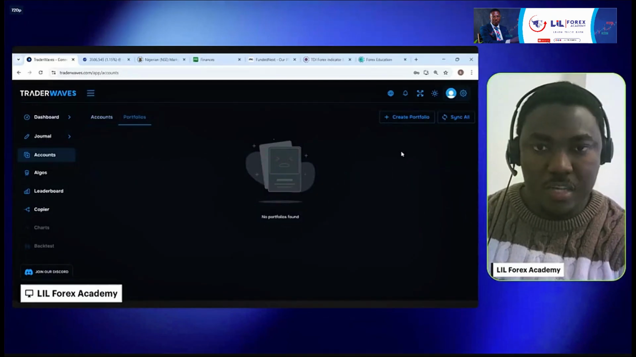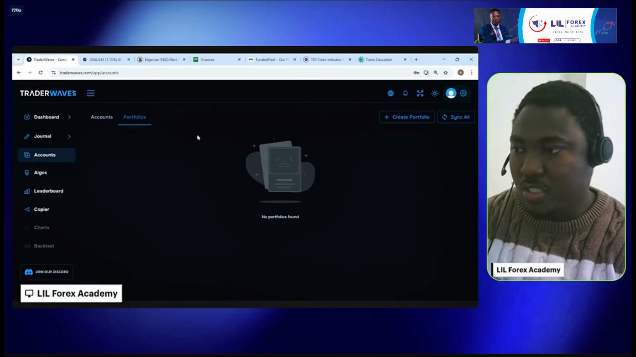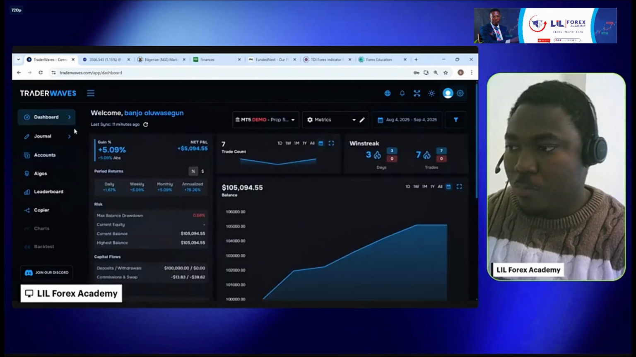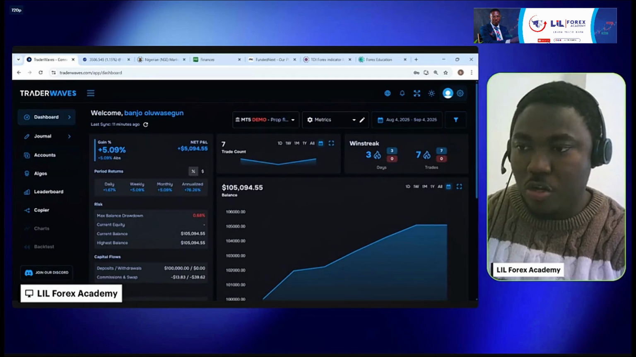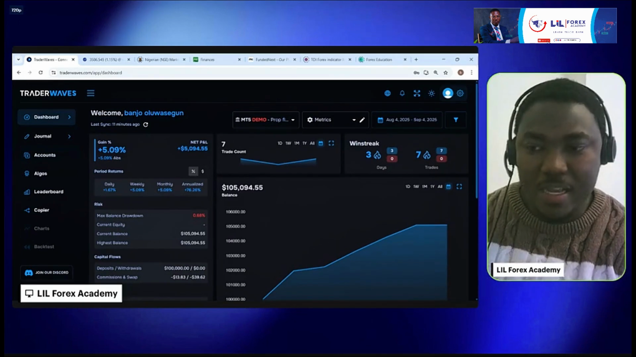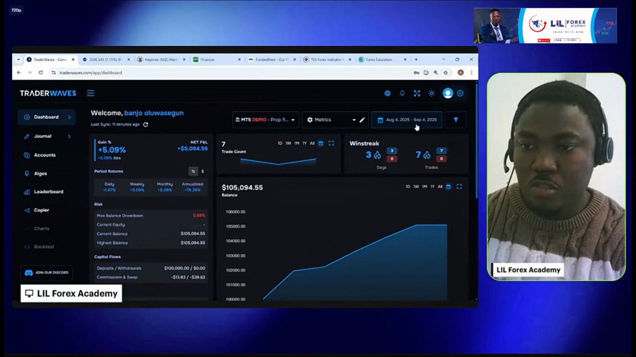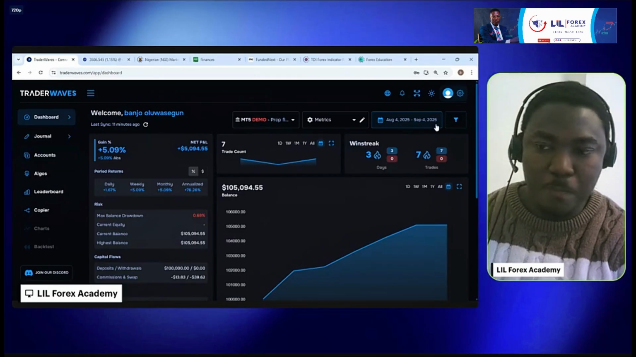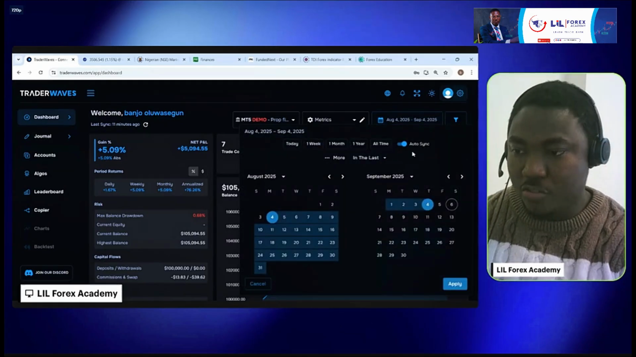Then you can also create a portfolio. Let's say you have two accounts that you want to match together as a portfolio. You can do that as well. Okay, so why I really love this platform is that it shows you all your trade history and then analyzes it. What you can see here for me is that it's showing me August 4, 2025 to September 4, 2025. But this account is just for a week, so I started September 1st.